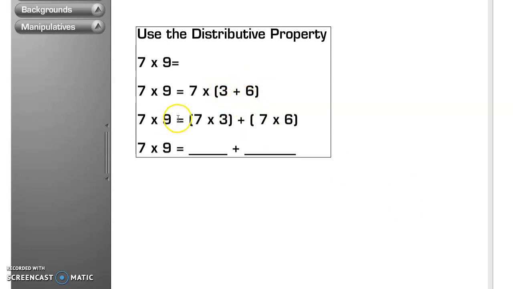Next, what we're going to do is we are going to need to multiply each number separately. So we take the 7 and we multiply it by the 3 right here. This is where the 3 came from. And then we also need to multiply the 7 by the 6, and that's where that 6 came from.